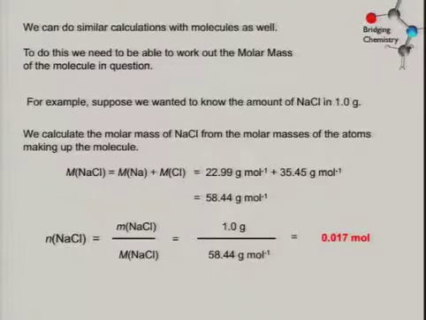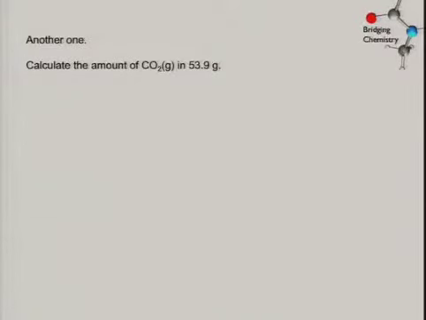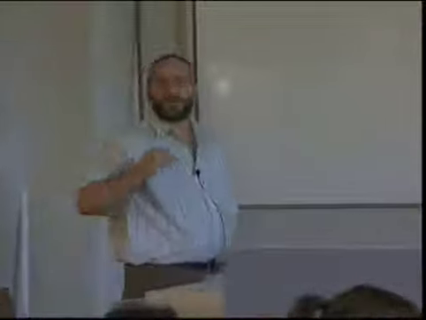Maybe get this down and I can flick back to the slide if you need. Calculate the amount of CO2 gas in 53.9 grams of the gas. To do that, it's going to be the molar mass of carbon plus 2 times the molar mass of oxygen. So carbon's 12, oxygen's 16, so 2 16s are 32 plus 12 is 44. Yeah? See, I did that without the calculator. So 44 is the molar mass of CO2.